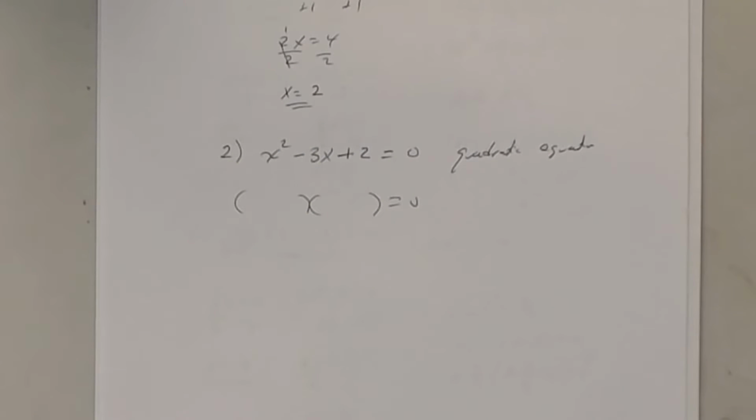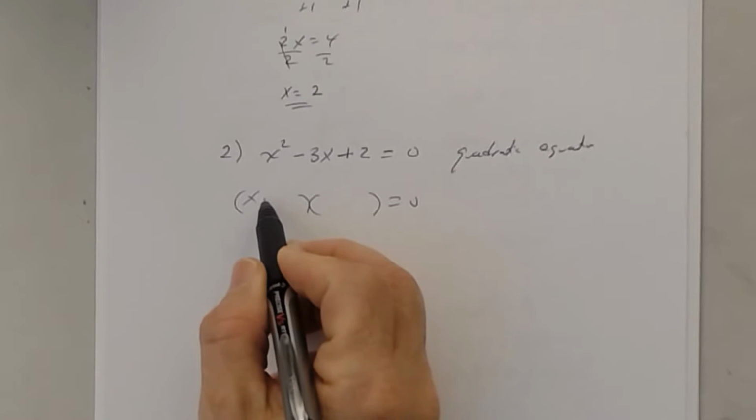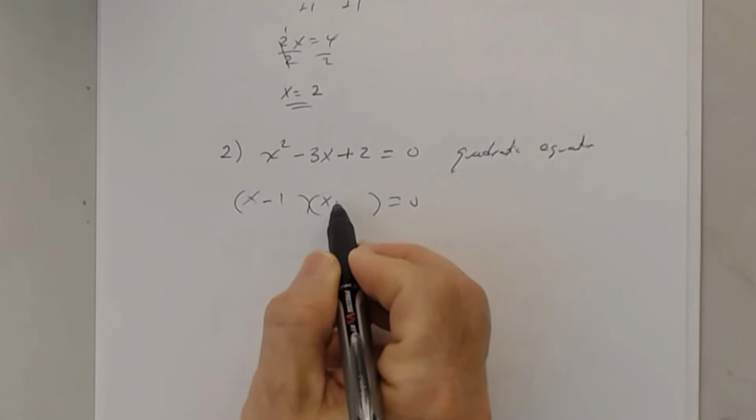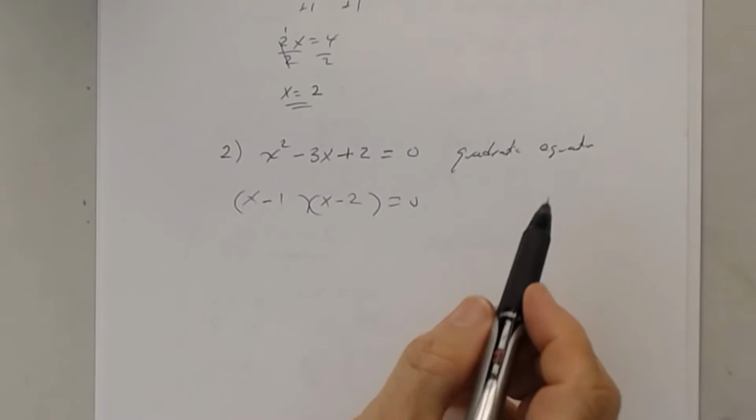And you can use either the AC method or you can use trial and error. It does not matter. Some of you are pretty quick at this, some of you may take a little bit longer, but remember, you need to be fluent with factoring these. What do you think works? X minus 1, I'm just going to write what you're telling me. X minus 1 and X minus 2.